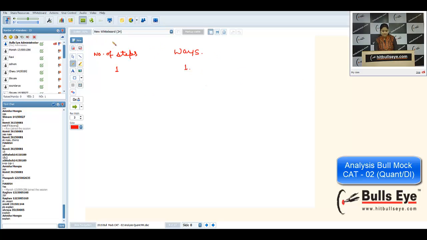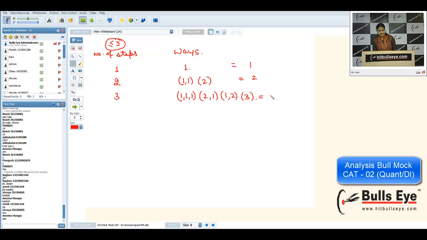At max, you can take 3 steps. Now suppose there are 2 steps. One way is 1, 1. One way is 2 alone. Suppose we are considering 3 steps. One way is 1, 1, 1. One way is 2, 1. One way is 1, 2. One way is 3. Till the moment, is it okay with you? So how many ways are there? 1 in the first case, 2 in the second case, 4 in the third case.